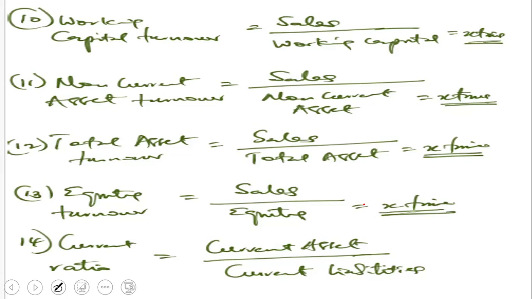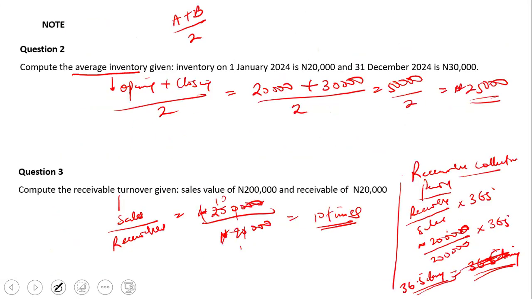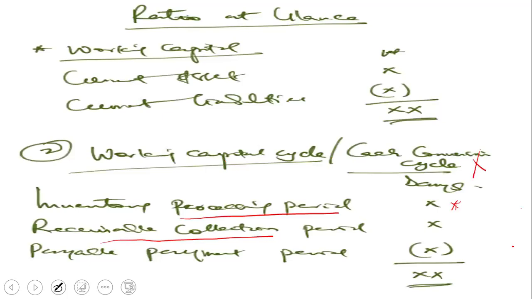And then we also talk about current asset. This is current ratio: current asset all over current liability. Now, that current ratio is also called working capital ratio. Working capital ratio. Don't mix it up together. Working capital is current asset minus current liability.